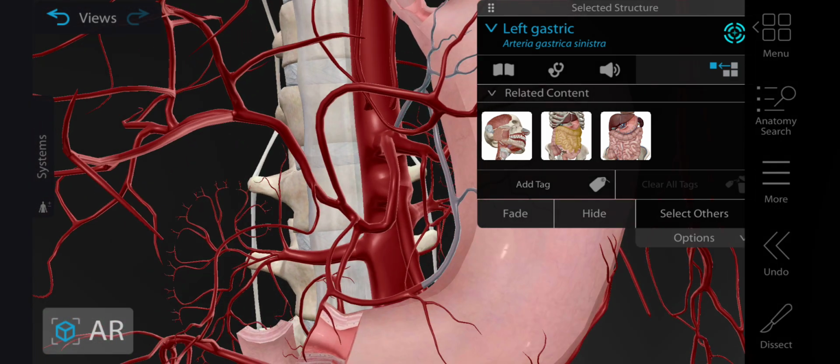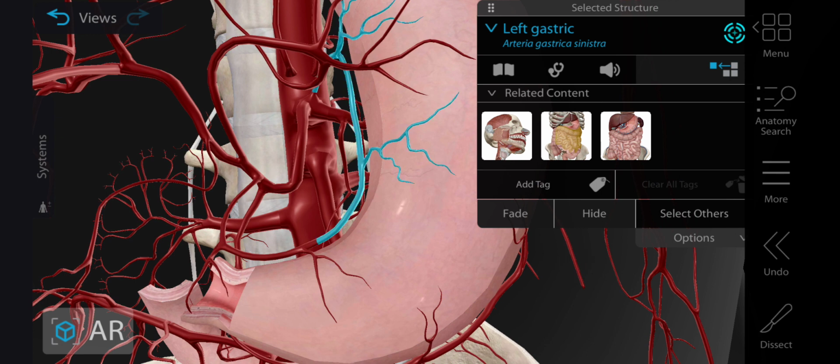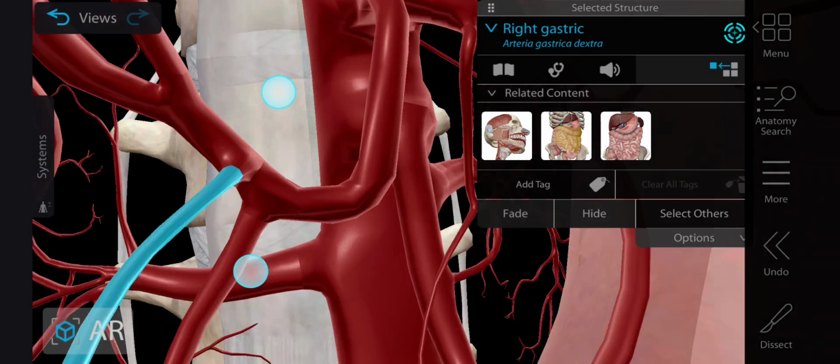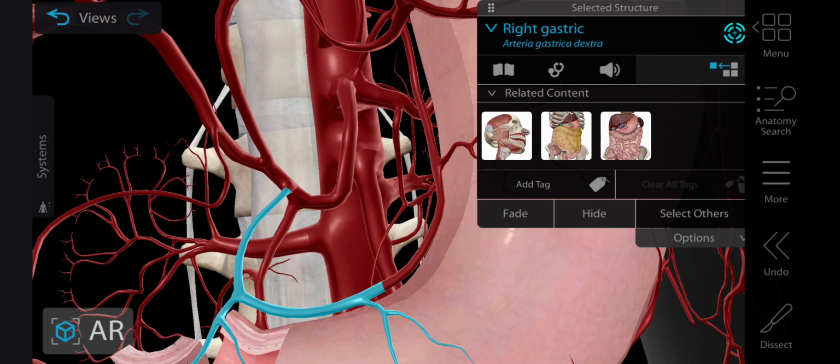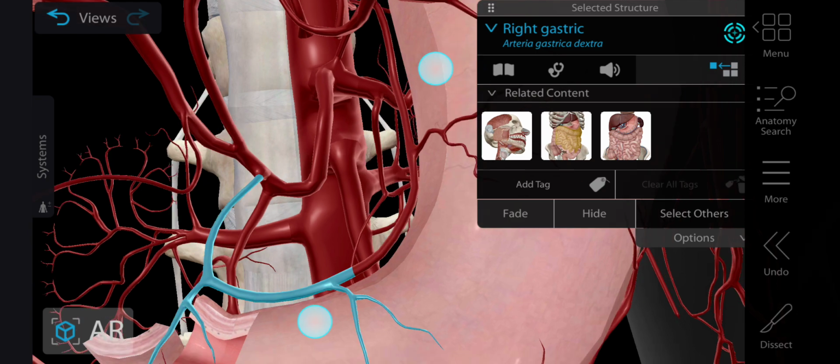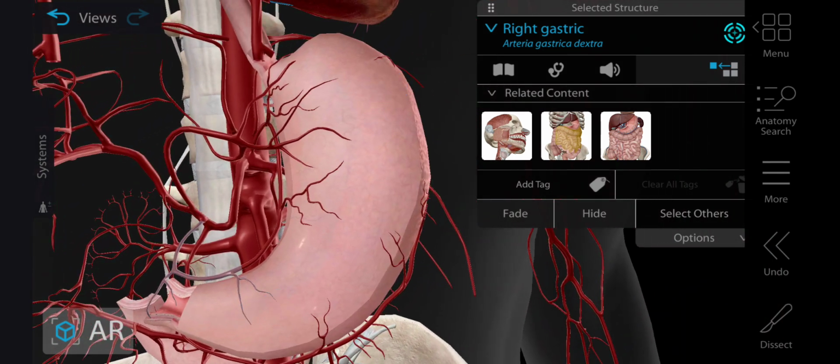And along the lesser curvature of the stomach, this left gastric artery is anastomosing with this artery. This artery is the right gastric artery, as it is on the right side. And this right gastric artery is the branch of proper hepatic artery. As we can see, this one is a proper hepatic artery, and this one is a right gastric artery. So right gastric is the branch of proper hepatic artery. So this was all about along the lesser curvature of stomach.